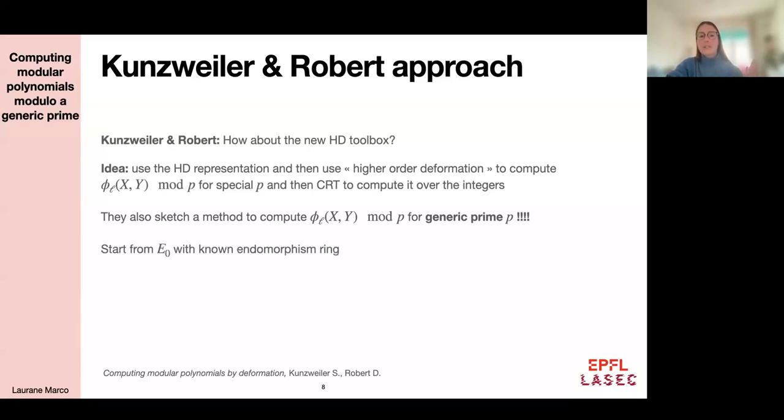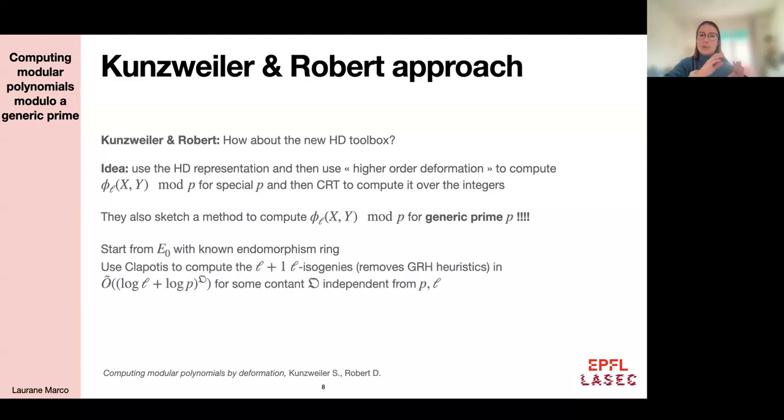So you start from an elliptic curve E0 with known endomorphism ring. And then you use Clapotis to compute all the L+1 outgoing L-isogenies. This is nice because it removes some heuristics from previous work that depended on the generalized Riemann hypothesis and all of that. And apparently you can do this in complexity O-tilde of (log L plus log P) to some constant, which is independent from P and L. So this is quite nice.